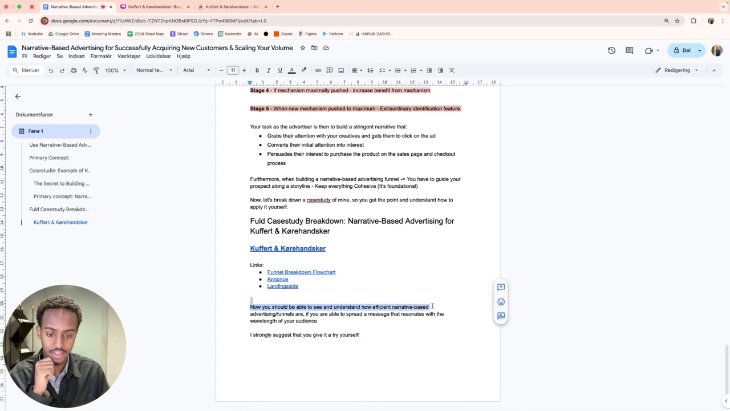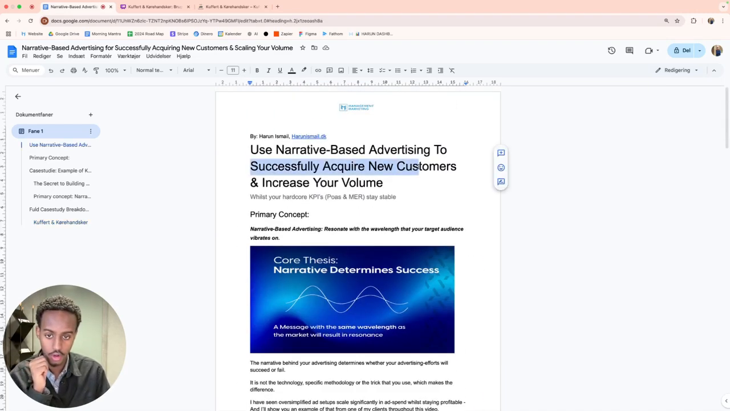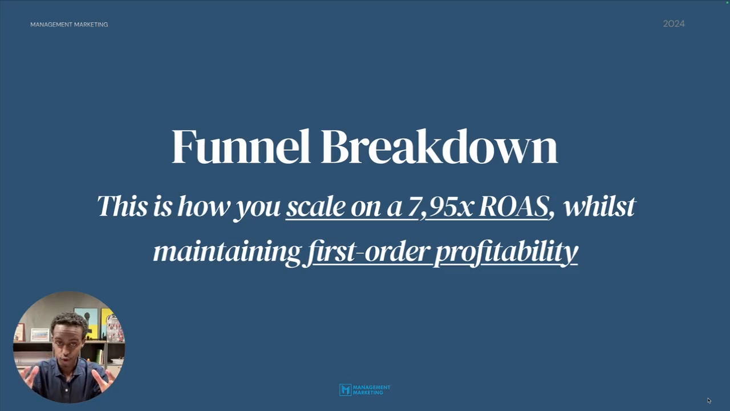So, if we essentially click back now, you should be able to see and understand how effective narrative-based advertising and funnels are in 2024. If you're able to spread a message that essentially resonates with the wavelength of your audience, I strongly suggest that you give this a try yourself and brainstorm narratives that you can use to successfully advertise and to successfully acquire new customers. This is how you as an e-commerce store can scale on an 8x ROAS whilst maintaining first order profitability.